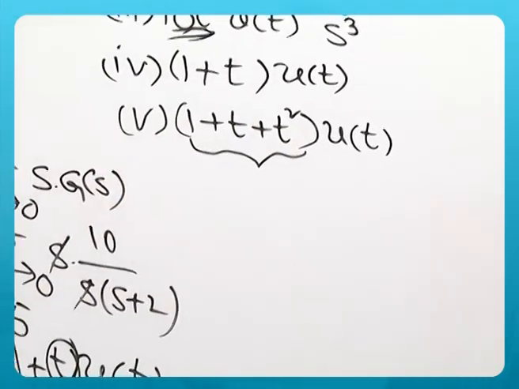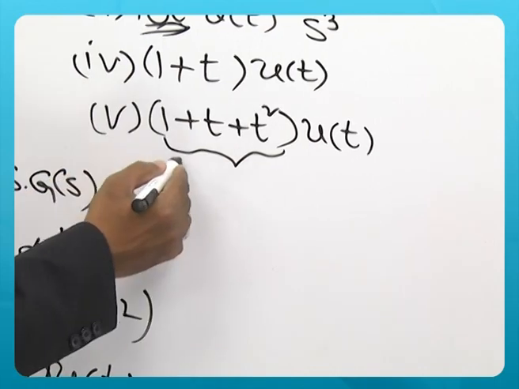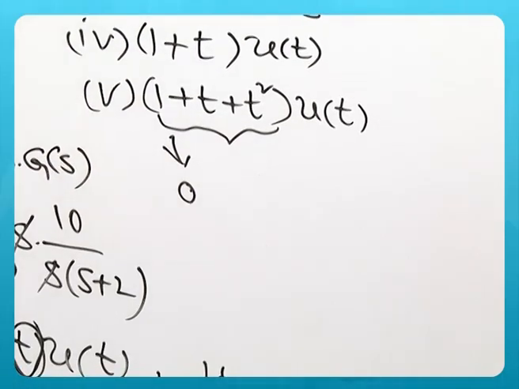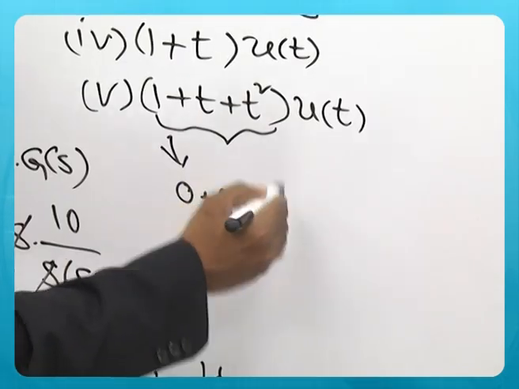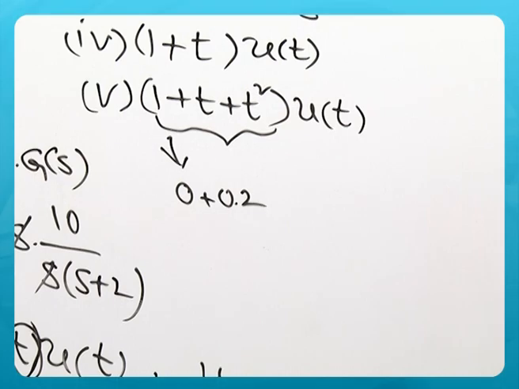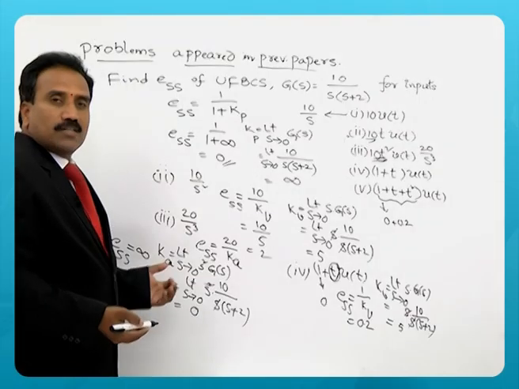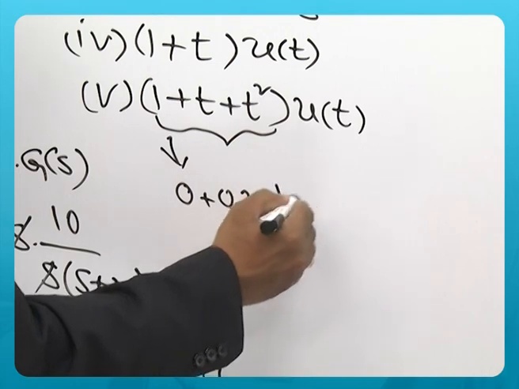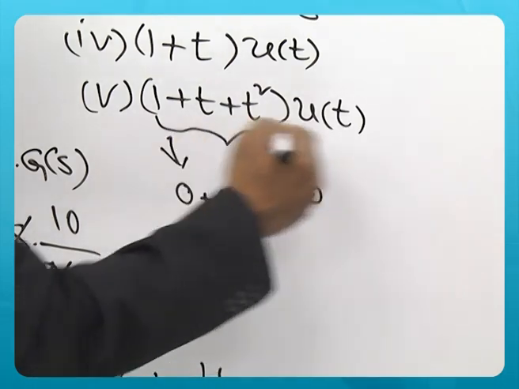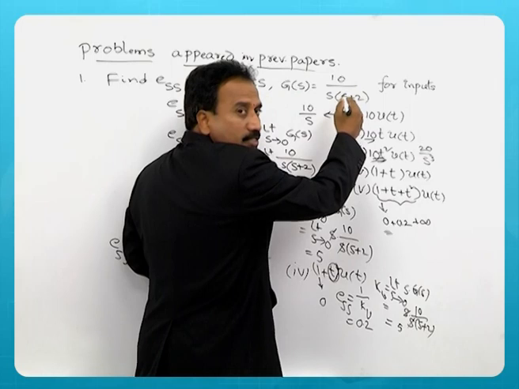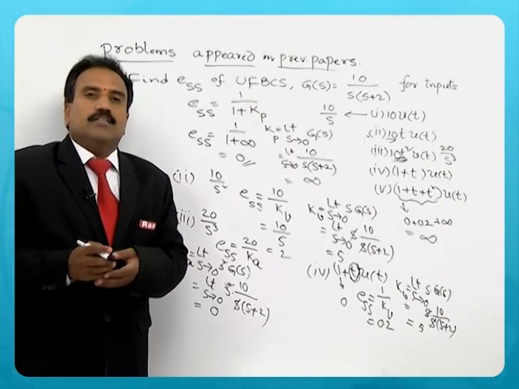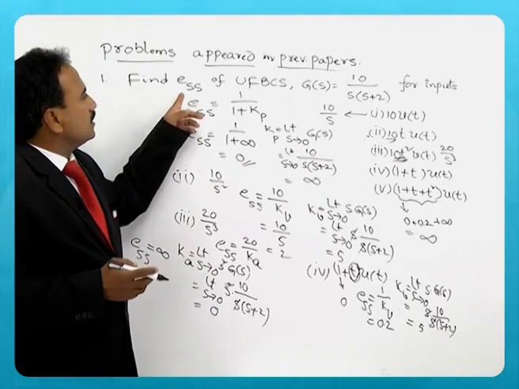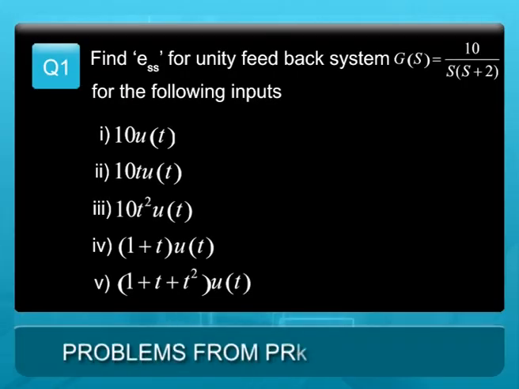Now, if you look at the fifth signal, it is combining all the 3 inputs like step, ramp and parabolic. We have already seen that for this step signal the steady state error is 0, for ramp input it is 0.2, and for t square, that is parabolic input, the steady state error is infinite. So, when you combine this, the steady state error for this particular signal applied to this system will be infinity. This is the way the problem will appear, and steady state error for this kind of inputs is to be solved in this way.